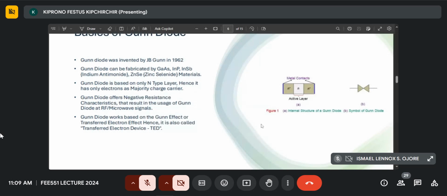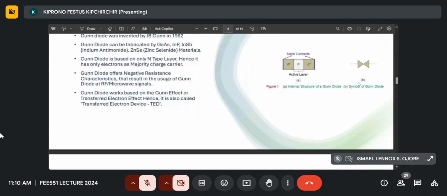This is the structure of the GaN diode. As you can see, it's composed of an active layer, that's the N superscript plus. What this essentially means is that the ends, the edges, are highly doped N type, so they have a high concentration of atoms. Then the N at the middle here is a moderately doped region.